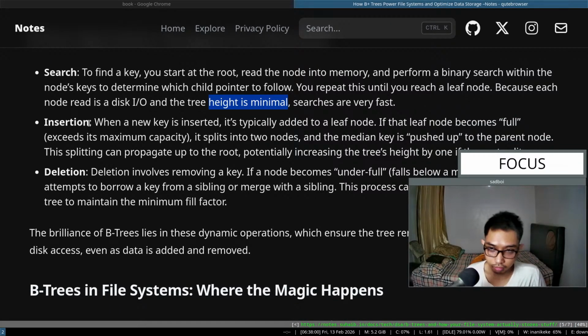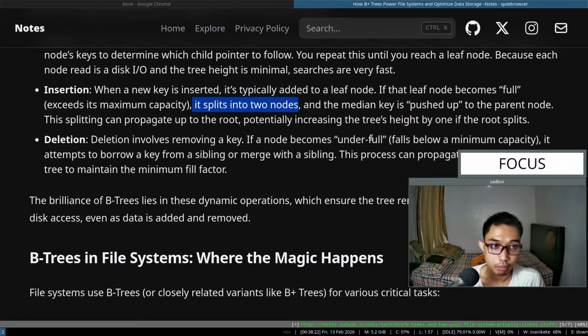Insertion. When a new key is inserted, it's typically added to a leaf node. If that leaf node becomes full, exceeds its maximum capacity, it splits into 2 nodes, and the median key is pushed up to the parent node. The splitting can propagate up to the root, potentially increasing the tree's height by 1 if the root splits.